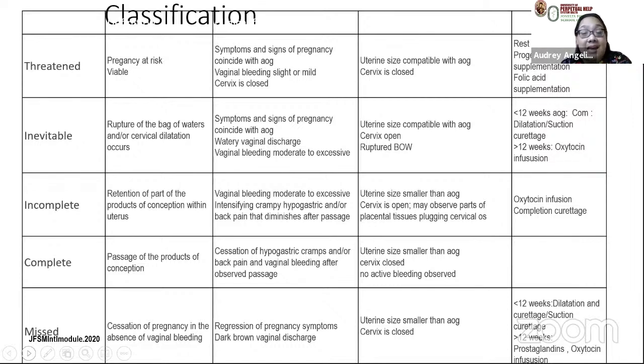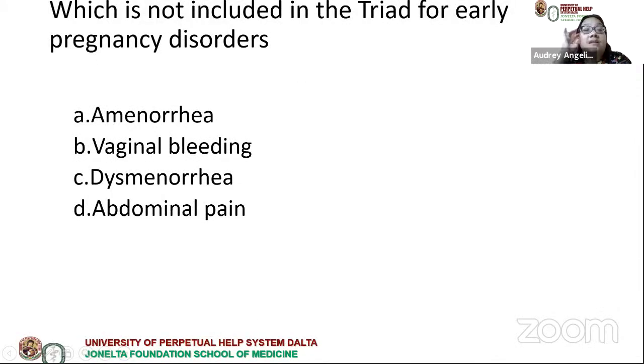So it could be a case vignette given to you, and it would not be directly stated as cervix closed, fetal heart tones like this, etc., etc. But for these questions, you have to know how to compute your age of gestation. All right. So, going to your ectopic pregnancy.